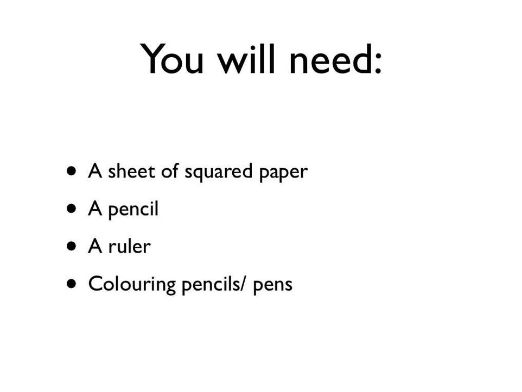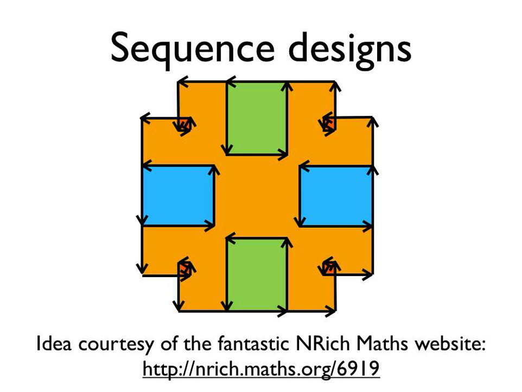Okay, for this you will need a sheet of squared paper, a pencil, a ruler and some colouring pencils or some felt tip pens. So sequence designs can look like this. This pattern, believe it or not, came from the square numbers. So we'll have a look at how we can produce some fantastic patterns like this just from number sequences.